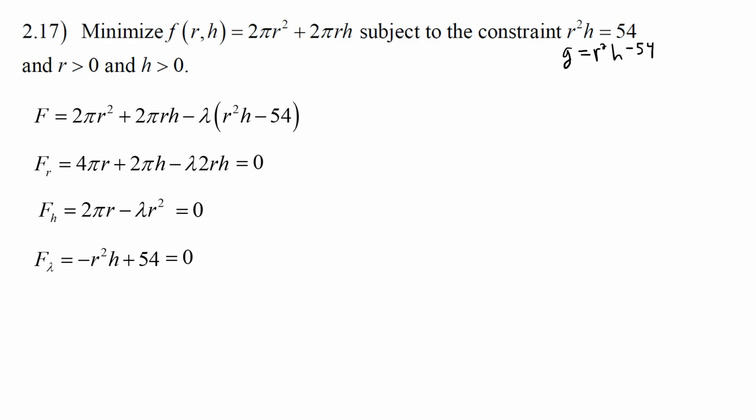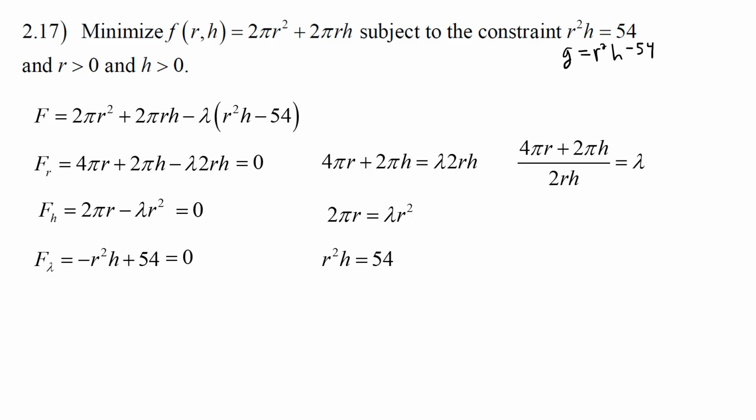And so if these guys are equal to 0, we'll move the lambda terms over to the other side. So we'll have 4 pi r plus 2 pi h equal to the lambda 2rh, 2 pi r equal to the lambda r squared, and then our last one is just the fact that r squared h is equal to 54. We're going to solve for lambda in the first two and set them equal to each other. So we're going to divide by 2rh.